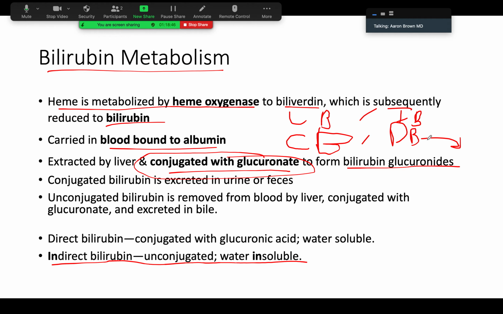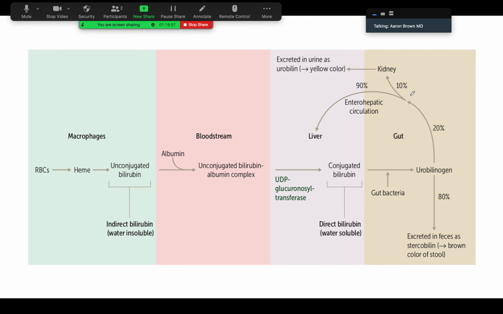Direct bilirubin, it's water soluble. It'll join the bile and leave through the bile. It'll join the bloodstream and leave through the kidneys. Direct bilirubin is what we want. Indirect bilirubin is not what we want.